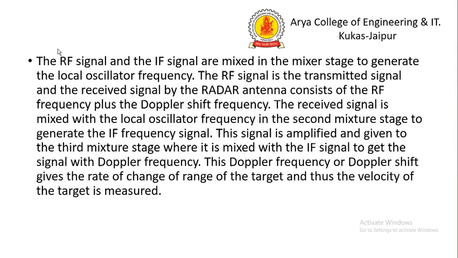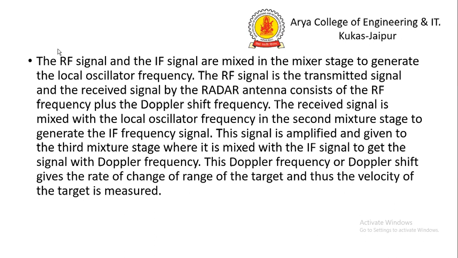The RF signal and the IF signal are mixed in the mixer stage to generate the local oscillator frequency. The RF signal is the transmitted signal, and the received signal by the radar antenna consists of the RF frequency plus the Doppler shift frequency.